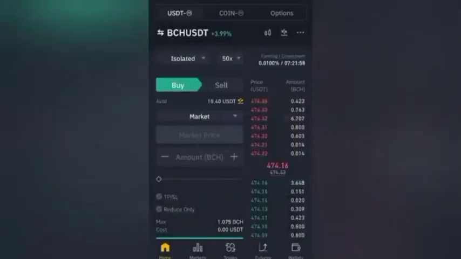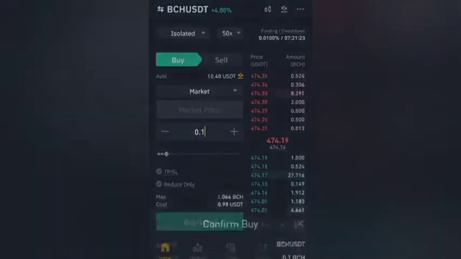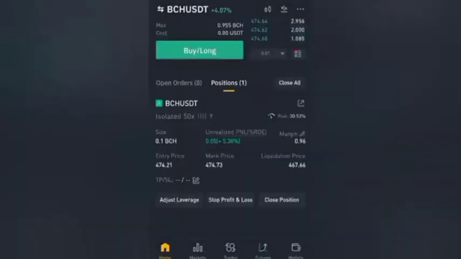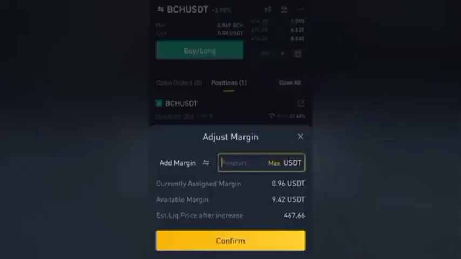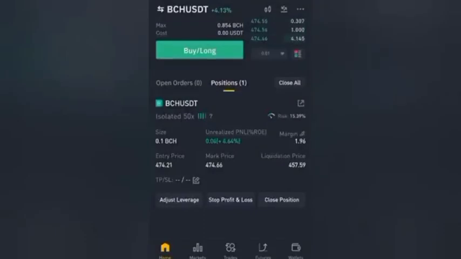Right now I am on isolated margin. I want to buy 0.1 on market price using isolated margin. As you can see, I'm using 0.96 in the isolated margin, and my liquidation price is around 467.66. When you're using isolated margin, you can also increase your margin. If you click on the margin right there, you can increase your margin with the available balance you have. For example, I want to increase my margin by 1 USDT, confirm. As you can see, my liquidation price has dropped. Now let's close this position.